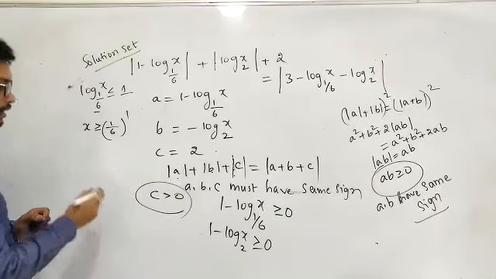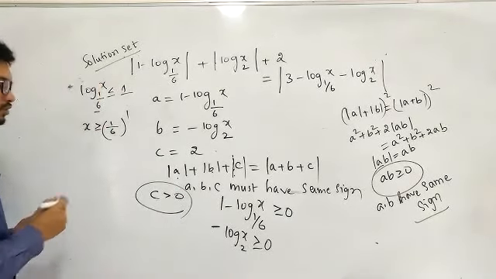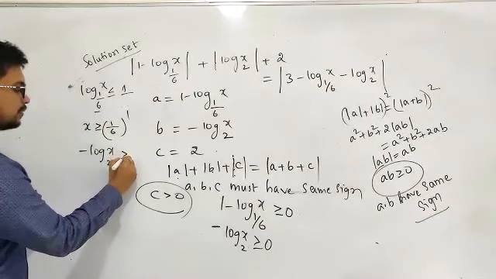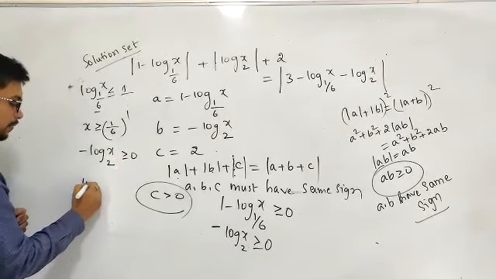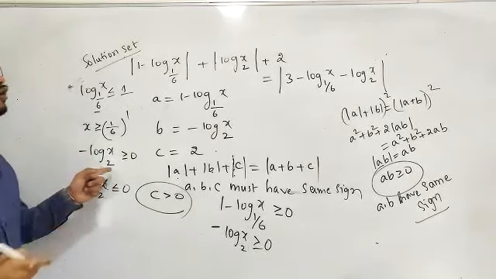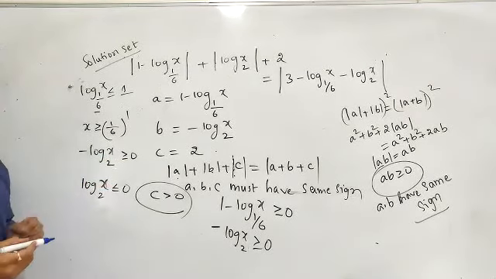Next condition is something like this. Sorry, this is minus, I'm sorry. This is minus log x to the base 2. This must be greater than or equal to 0. From that you will be getting log x to the base 2 has to be less than or equal to 0. Minus of log x to the base 2 is greater than or equal to 0, so log x to the base 2 is less than or equal to 0.